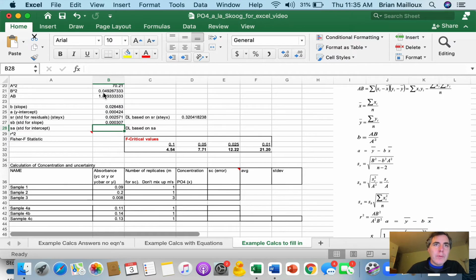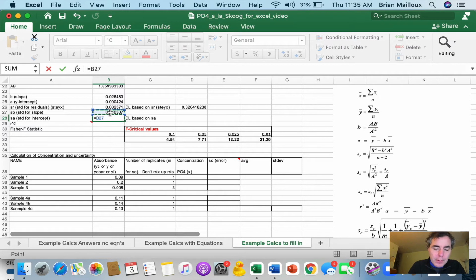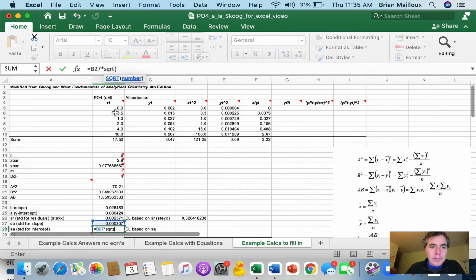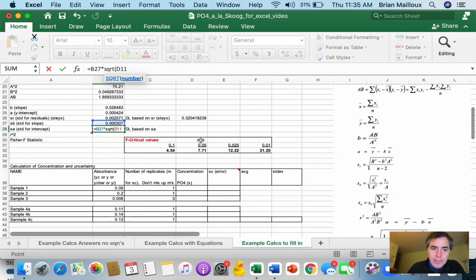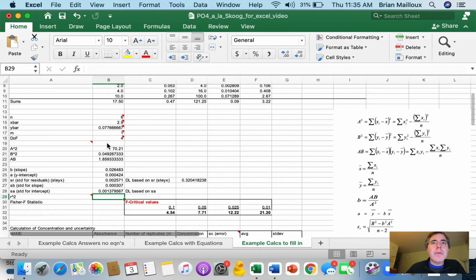We keep moving, and now we're going to do SA, which is the standard deviation for the intercept. For SA, we're going to look over here. It's SB times the square root of the sum of xi squared over n. I'm breathing deeply. These equations get tough after a while. So I'm going to do equal SB times square root of the sum of xi squared, xi sum, divided by n. We get 0.00137. We're in great shape.